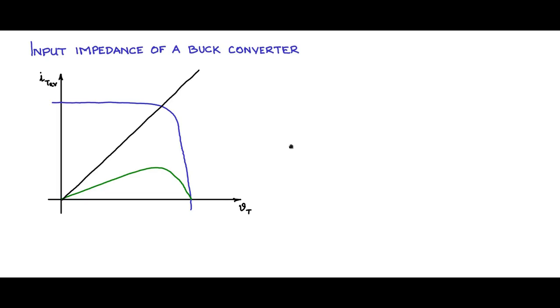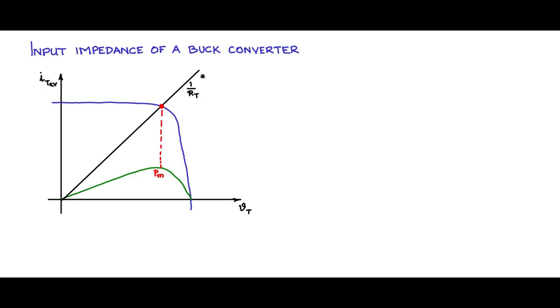So let me draw a sample IV curve and also a PV curve, power versus voltage curve. And let me take a load line like this. This is 1 by RT. Apparently this RT is adjusted such that it is at an operating point which is the peak power. We would like the PV panel to operate at this operating point or at this load line.